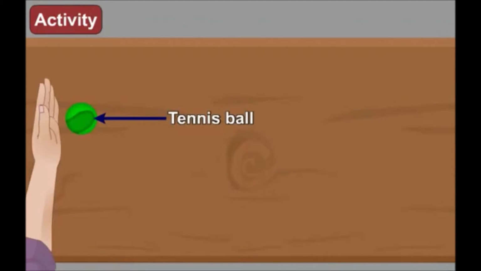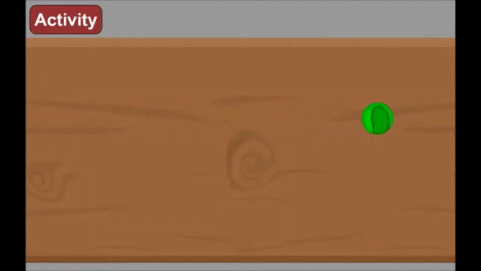Here is an activity to prove it. Keep a tennis ball on a table and push the ball slightly with your hand. What happens to the ball? The ball at once sets into motion, isn't it?